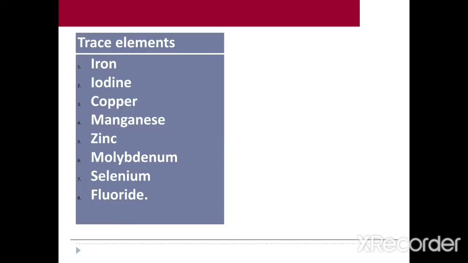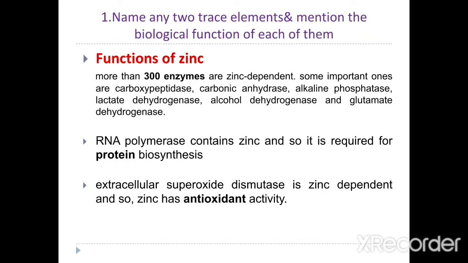Examples of trace elements are iron, iodine, copper, manganese, zinc, molybdenum, selenium and fluoride. So, the first question is, name any two trace elements and mention the biological function of each of them. So, you can write any two trace elements and write the function. First, we will discuss the function of zinc.